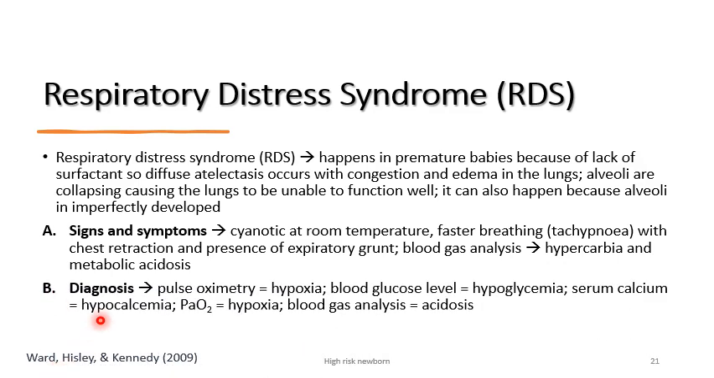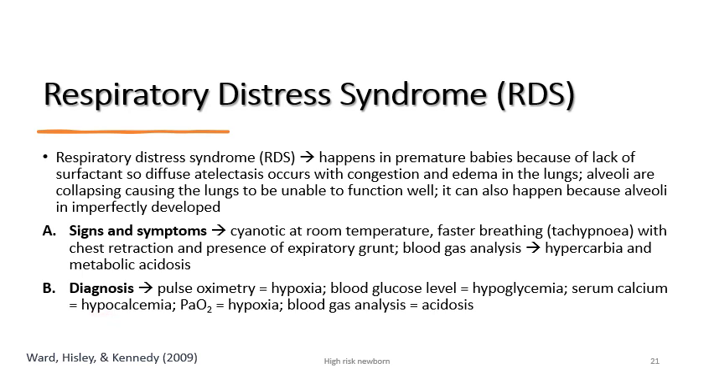So what other diagnostic tools can we use? We can place the pulse oximetry and we will see that the baby is actually hypoxic, with a blood glucose level showing hypoglycemia. When we do the serum calcium reading, it will show hypocalcemia as well. When we do the blood gas analysis, the PaO2 will show hypoxia with acidosis.